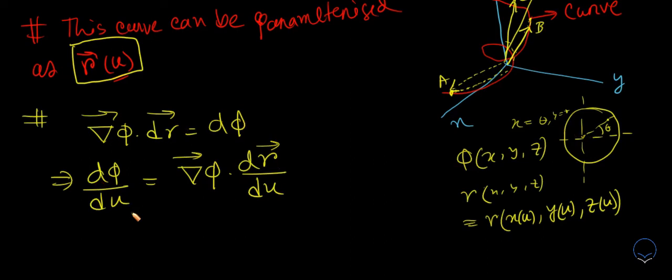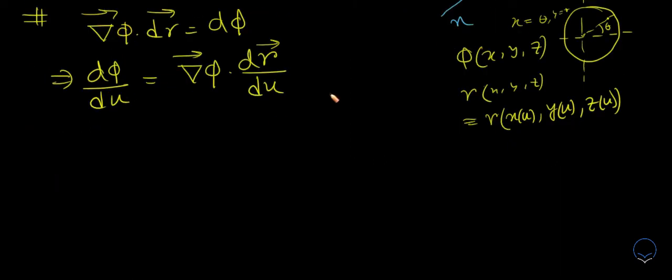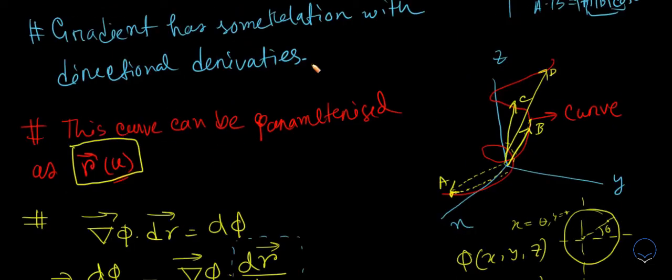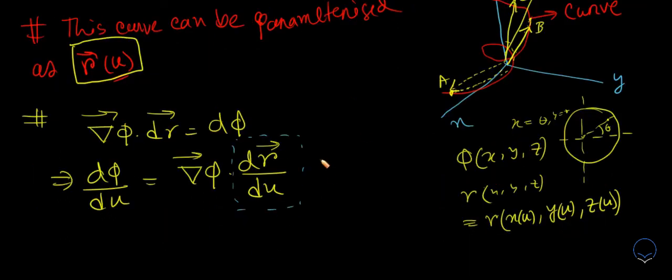Now we have something like this over here, and this is a quantity of interest, that is this dr by du. Since this r is actually a direction, that means it points us from the origin to the point of interest on the curve, and we are differentiating with respect to the parameter. So this is the guy we call the directional derivative.